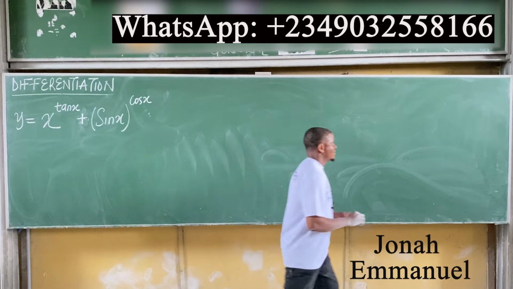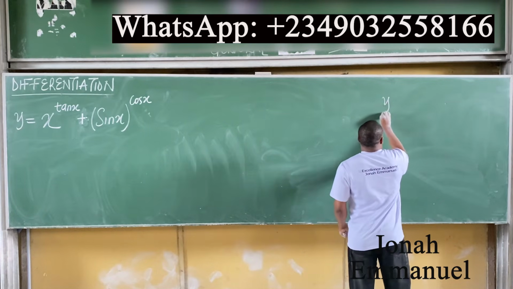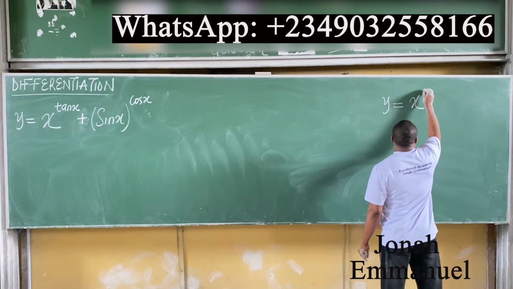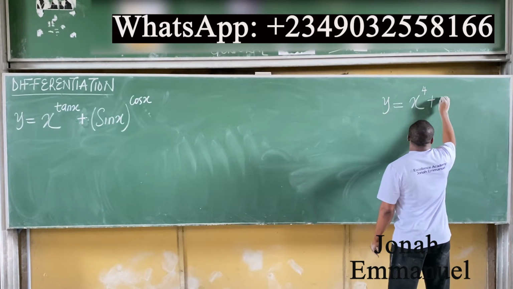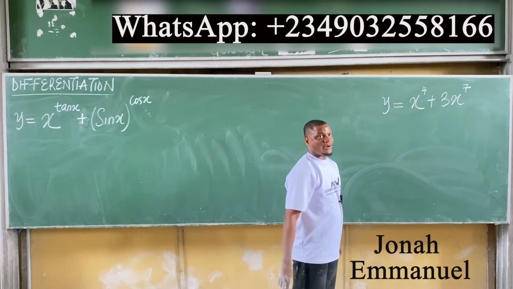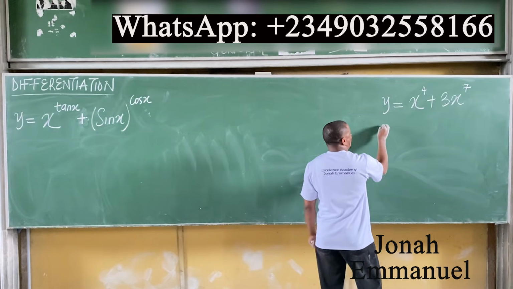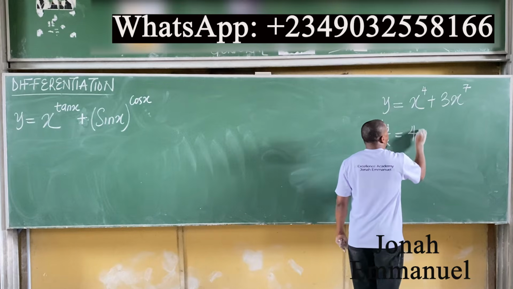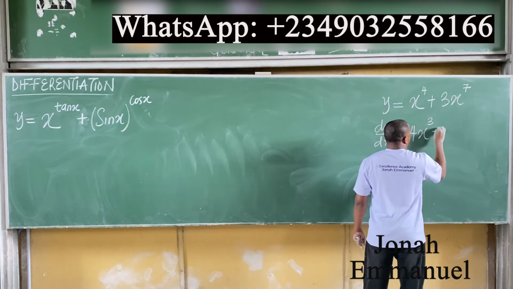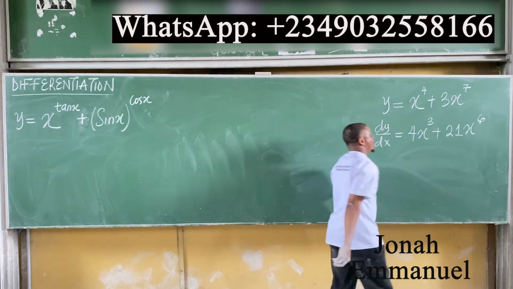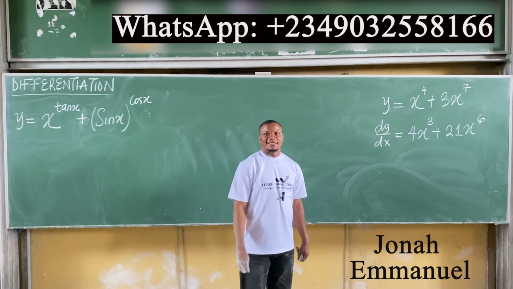Let me show you something. If y is equal to, let me use this to illustrate something, y equal to x to the power 4 plus 3x to the power 7, for instance. Look up, please. From here, what's the value of dy/dx? 4x cubed plus 21x to the power 6.